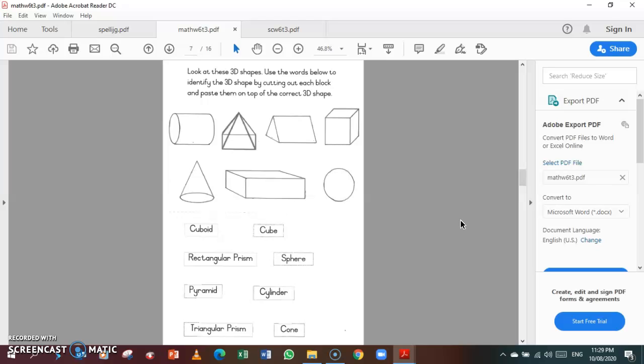Then we move on to the next activity where you have to cut out the names which are over here and paste them on the right 3D shape. For instance, this first one is a cylinder. The word cylinder is over here. You will cut it out and glue it right there. The second one is a cone. You will cut out the word cone and paste it in there. That is all you have to do for your maths.